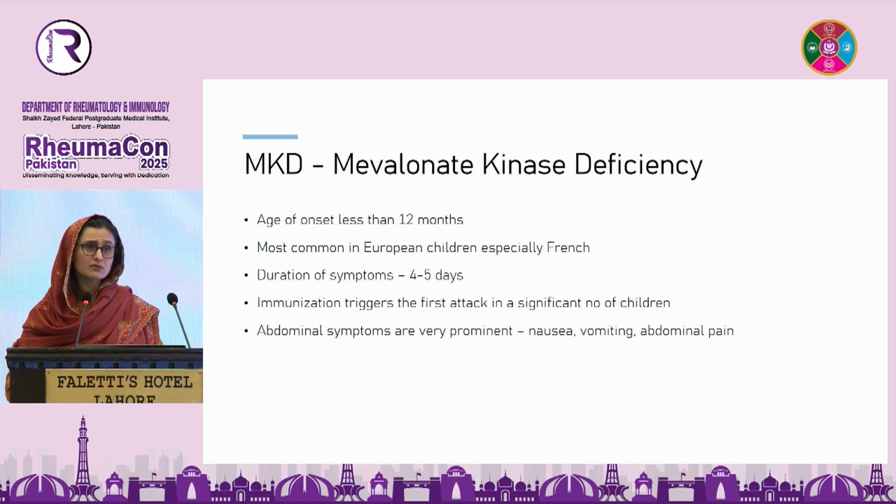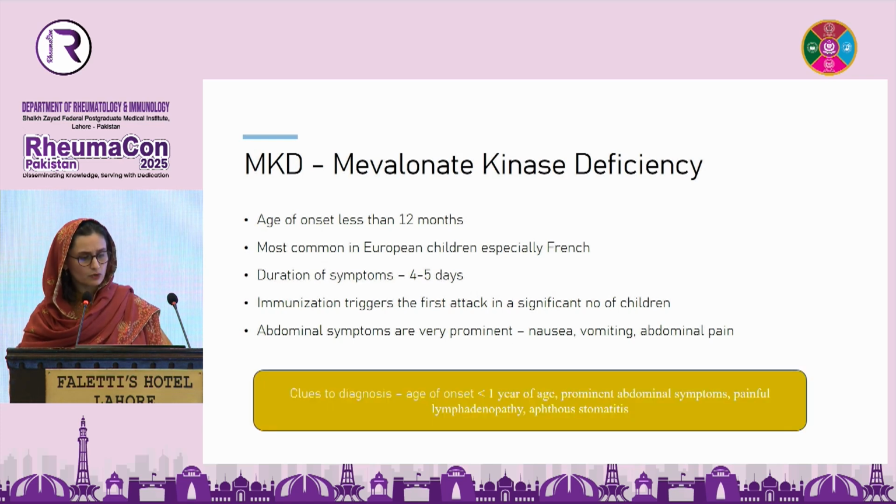And abdominal symptoms are also very prominent. However, unlike FMF, this is not a peritonitis kind of a presentation. Patients usually have nausea, vomiting, diarrhea, and abdominal pain kind of a presentation. So the clues to diagnosis include age of onset less than 1 year, prominent abdominal symptoms, painful lymphadenopathy, and aphthous stomatitis.